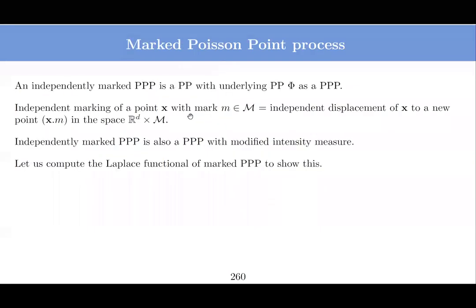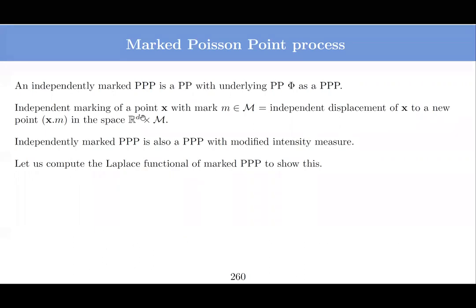We will come back to the marked Poisson point process. So what is a marked Poisson point process? You can guess: a Poisson point process where the points are marked is known as the marked Poisson point process. An independently marked Poisson point process has an underlying point process that is a PPP. You can also have dependent marking, but let's focus on the independent marking.